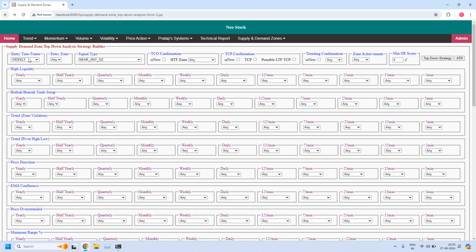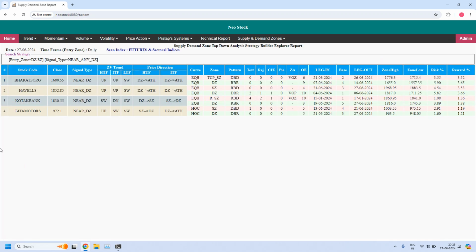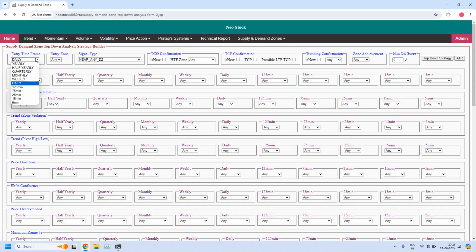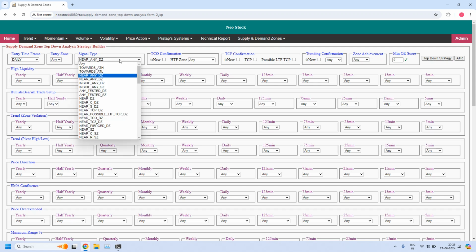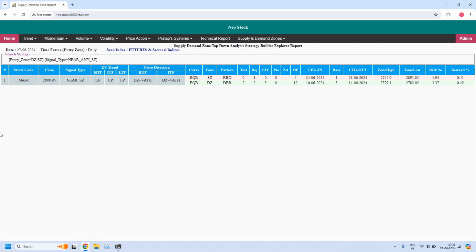The next time frame, changing the time frame to daily. Entry time frame is daily. Let us find the stocks near daily demand zone. 4 stocks are filtered near to the daily demand zone. Any high liquidity? So we don't have any high liquidity daily demand zones from this list. So I'm going back. For daily time frame, let us find the stocks near daily supply zone. One stock is filtered, but this is not a high liquidity zone. So from daily time frame, we don't have any high liquidity zones.